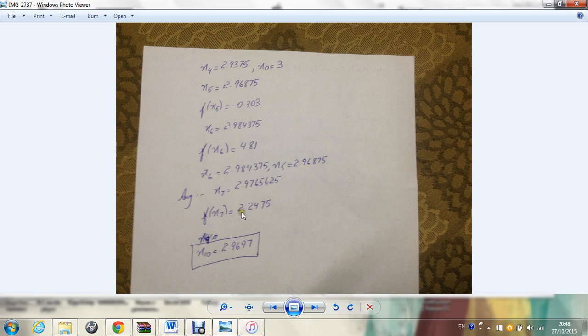I have skipped the 8th and 9th iteration, because I have not written that, but I have calculated it from the calculator. It was not the root, so I directly jumped to x10. I skipped that working, and the x10 value comes as 2.9697. Thank you. And this is the root: if we put it in the equation, f of x will become 0. Thank you.